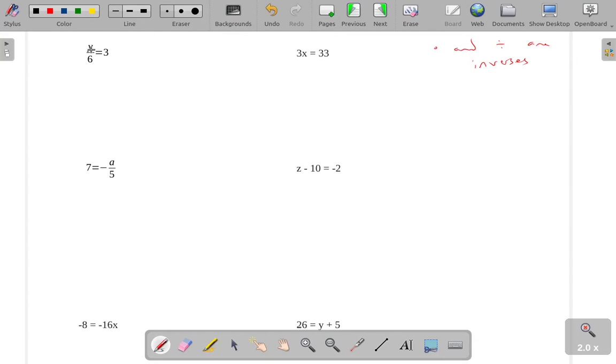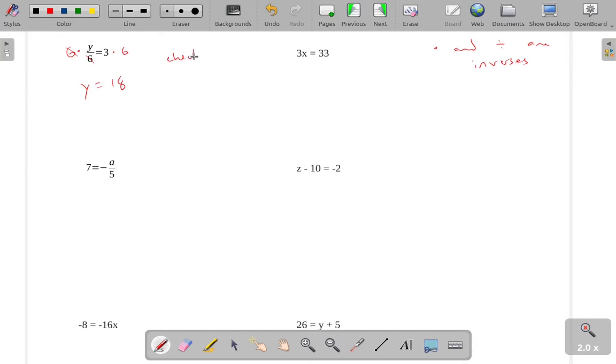If I want to solve this, currently I'm taking the value of y and dividing by 6. If I want to undo dividing by 6, I'll use multiplication. So I'll multiply this side by 6. But I can't just multiply one side by 6, I have to do it to both sides. Multiplying this side by 6 actually cancels out the division. I get just the y left over. Multiplying this side by 6, well, 3 times 6 is 18.